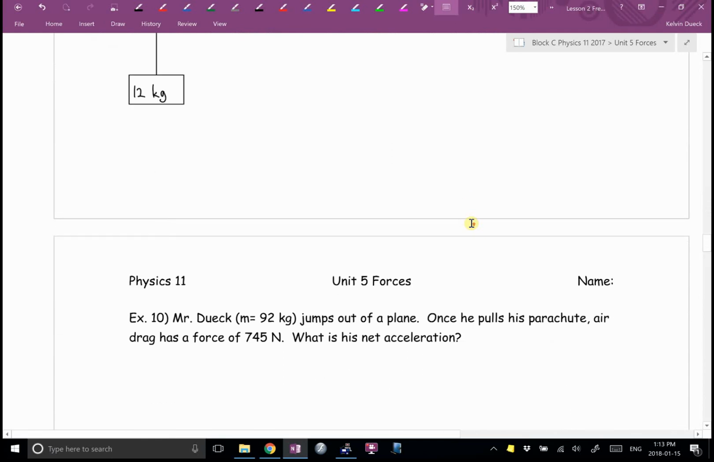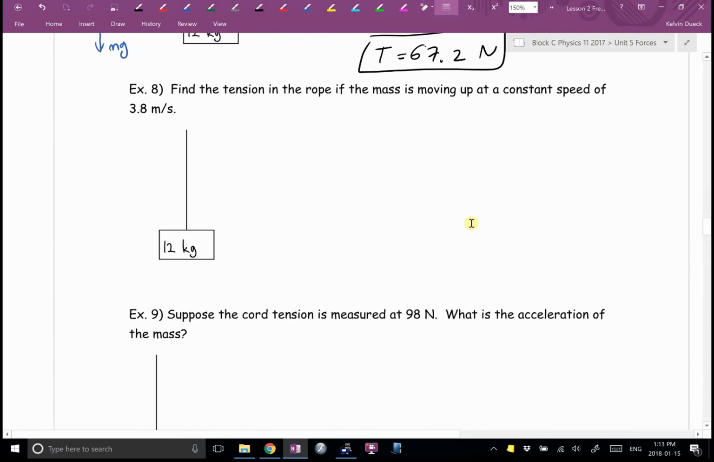We'll finish with example 9 and we'll hit pause. Example 8 and example 9. Find the tension in the rope if the mass is moving up at a constant speed of 3.8 meters per second. Gotcha. Okay. Mike, what's this question asking me to find? You know what this is a job for?